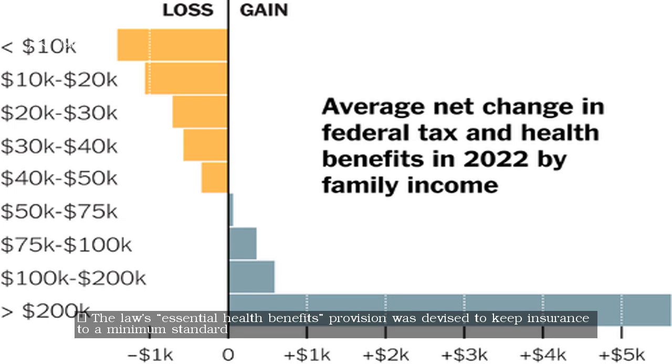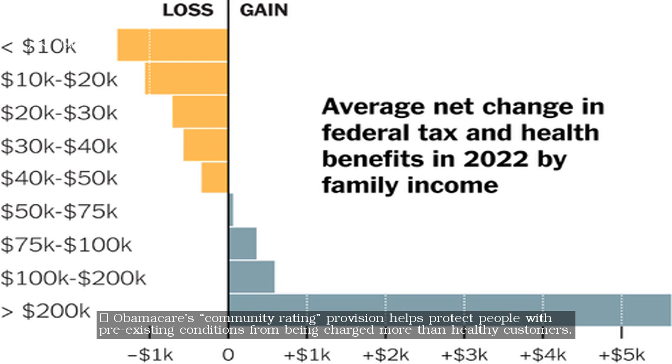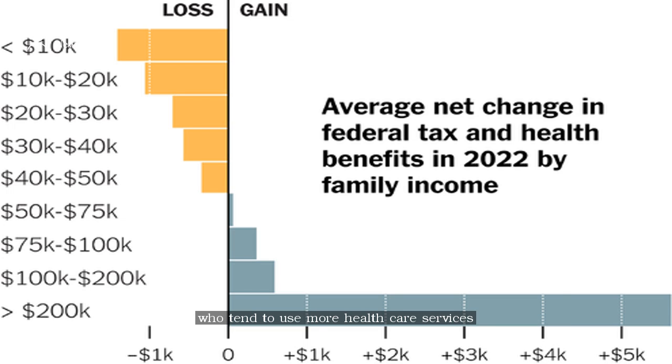The law's essential health benefits provision was devised to keep insurance to a minimum standard and make it useful for people who need it. Obamacare's community rating provision helps protect people with pre-existing conditions from being charged more than healthy customers. Obamacare's age rating rule lowers premiums for older Americans who tend to use more health care services, though it raises prices for younger customers.